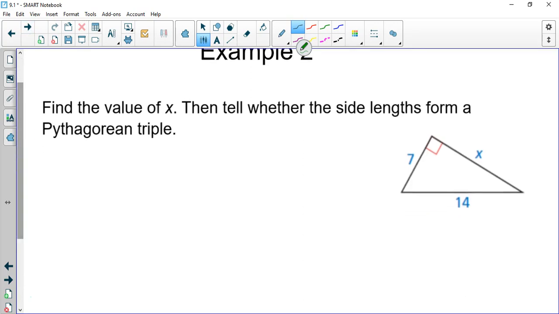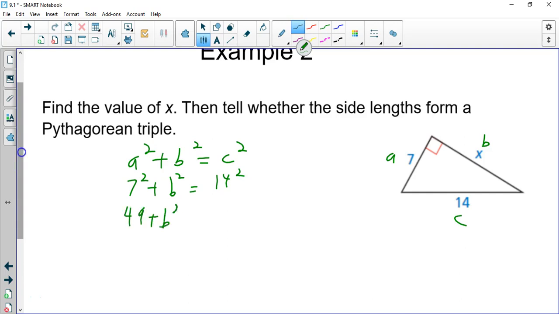Now this time, notice, we have A, we have C, but we're missing B, or A, however you want to call it. This is why I always say do this first. One of the most common mistakes people make is to just say 7 squared plus 14 squared equals x squared. We're not always solving for C. So, 7 squared plus b squared equals 14 squared. Okay? So now we're going to do the math on that. 7 squared is 49. And then 14 squared is 196.